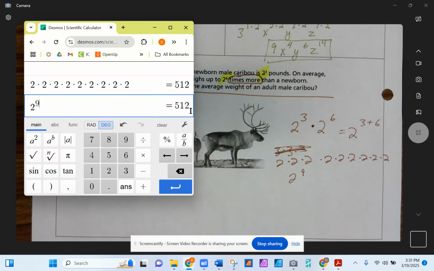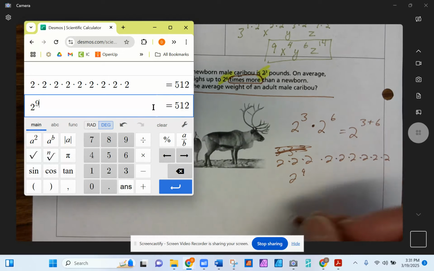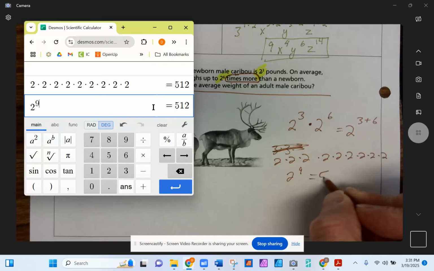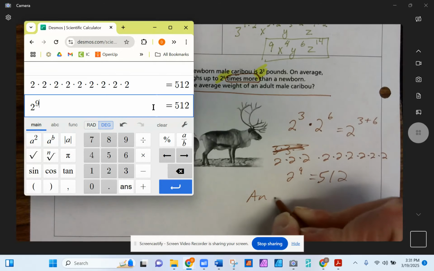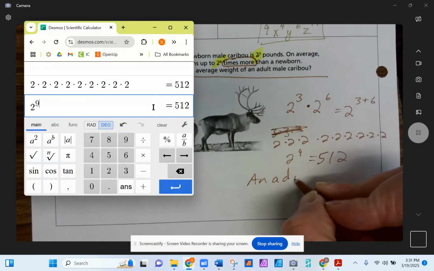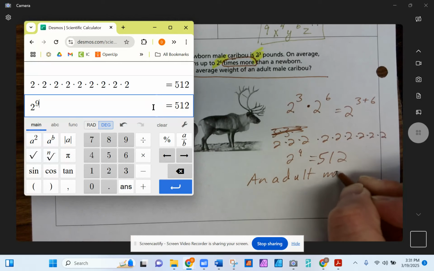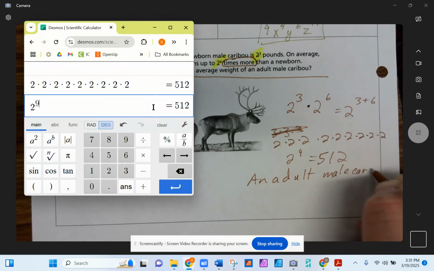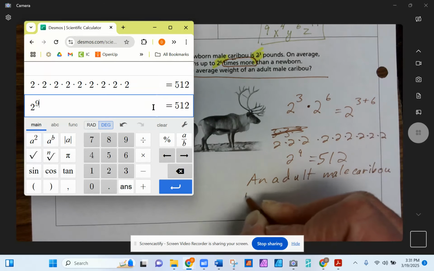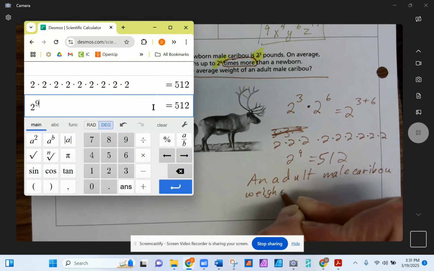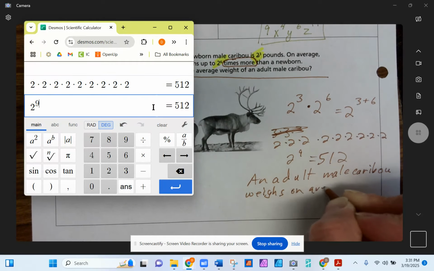See you, man. So we figure out that 2 to the power of 9 is 512 pounds. So an adult male caribou weighs 512 pounds on average.